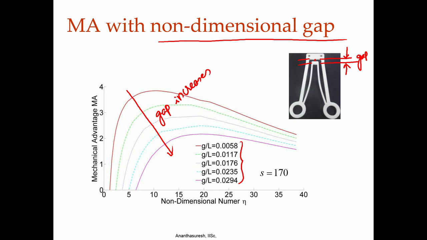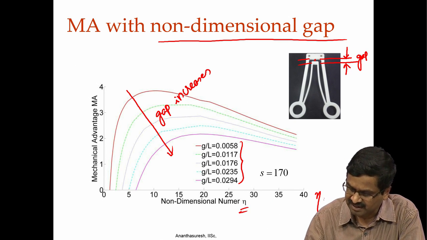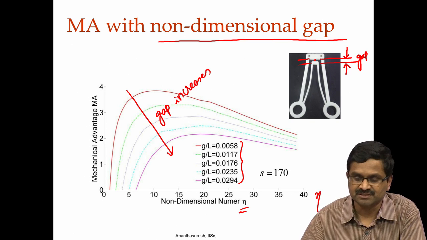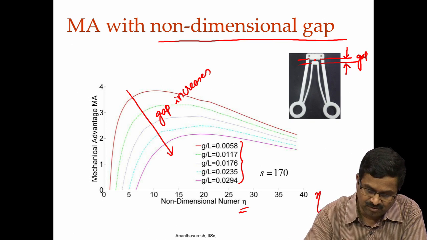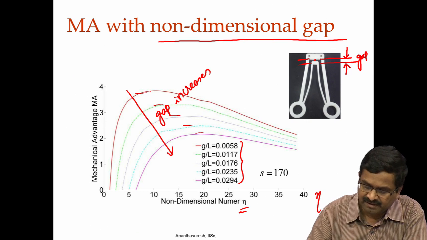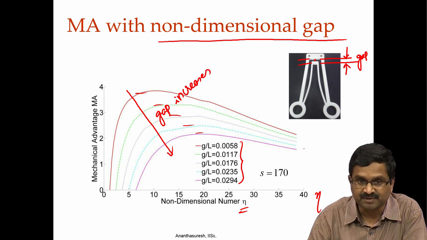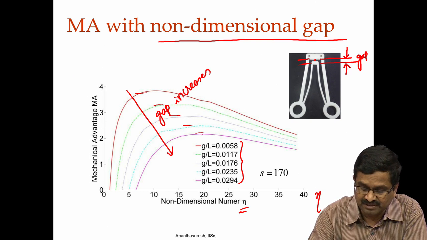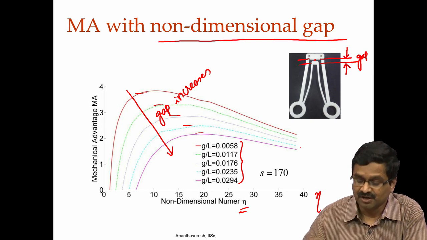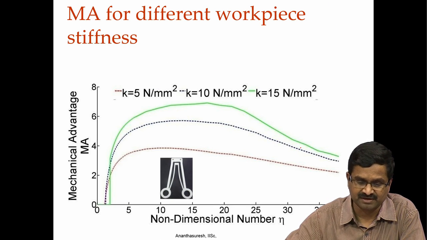If gap increases, mechanical advantage is decreasing with eta, meaning that has F in. So, as you apply more and more force, it goes there, there is a maximum for all of them somewhere, and then it decreases also at a less steep rate. Initially it increases much more sharply, then it decreases afterwards. That is another thing that will be helpful in designing from the viewpoint of mechanical advantage.